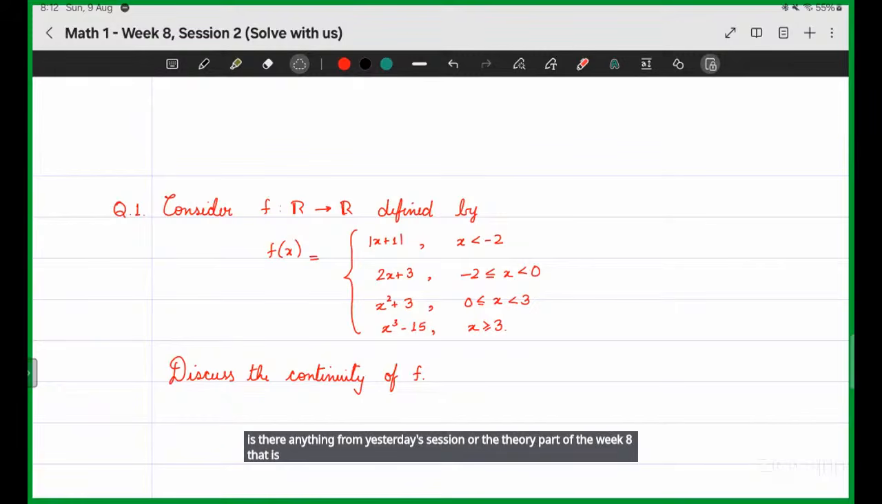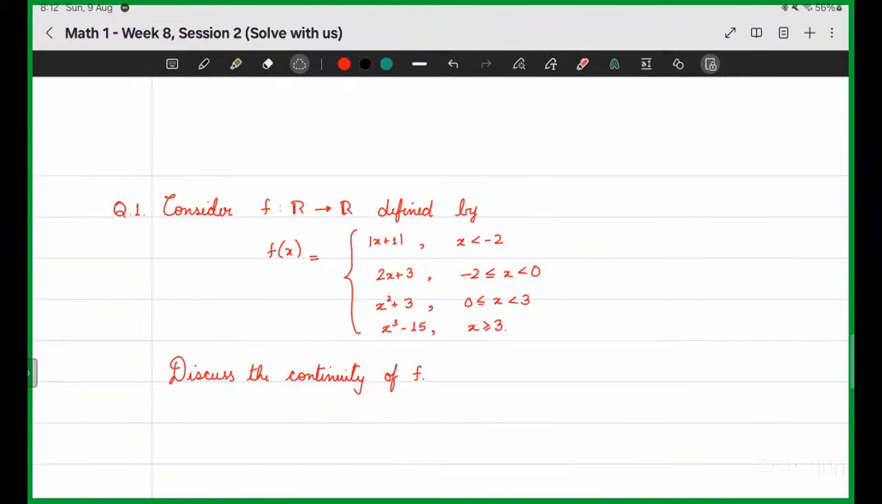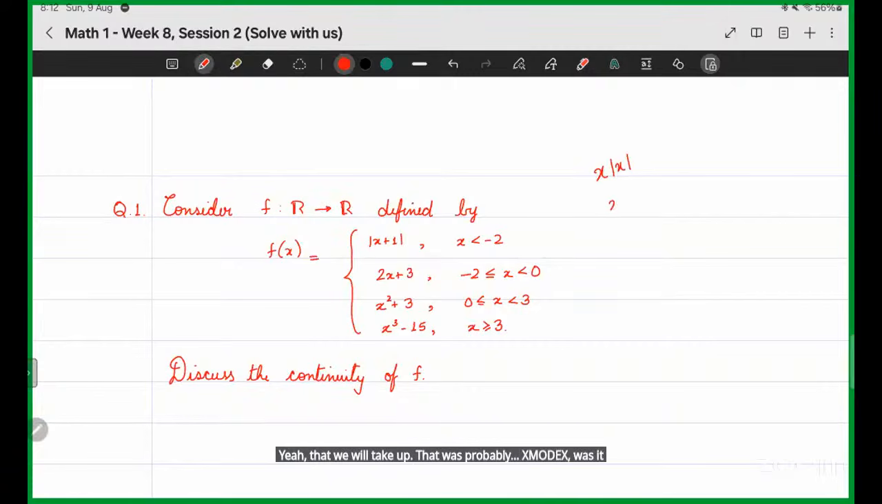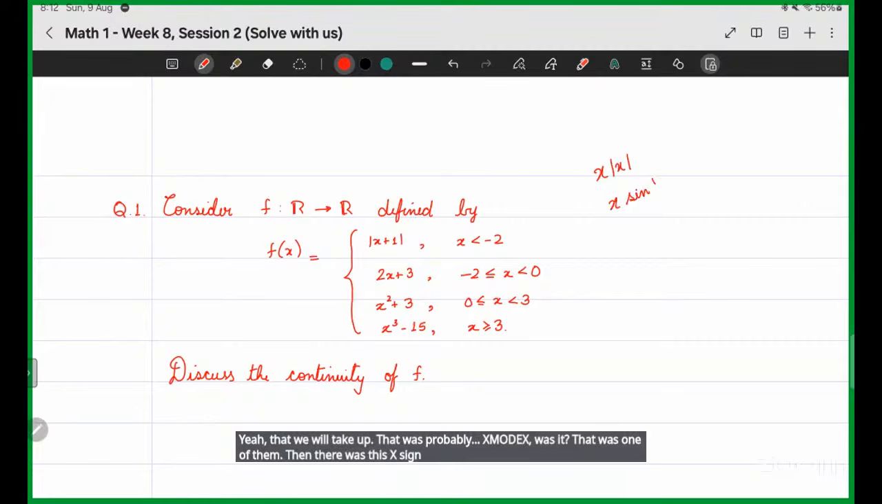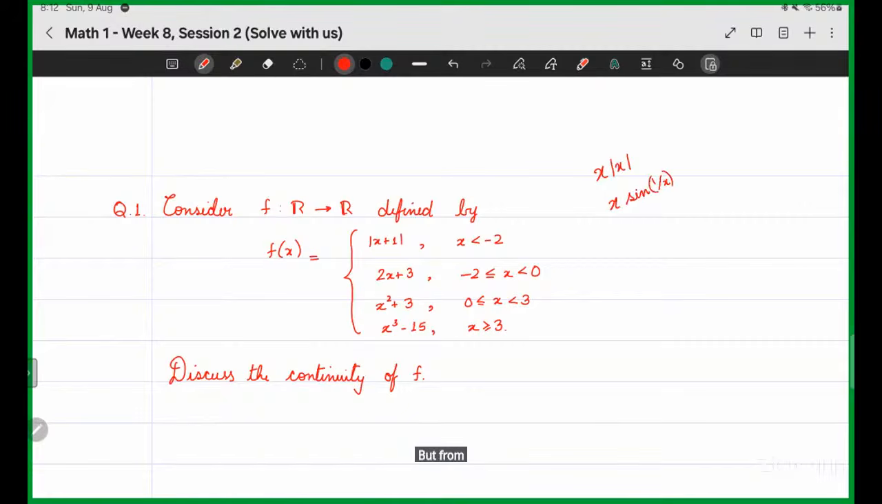Not clear to anyone? Does anything need a refresh? Yesterday you told us that we'll be discussing one question today. Yeah, that we will take up. That was probably x mod x, was it? That was one of them. Then there was this x sin 1 by x. But from the theory part, that's right.